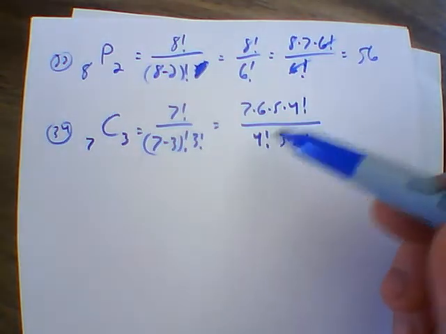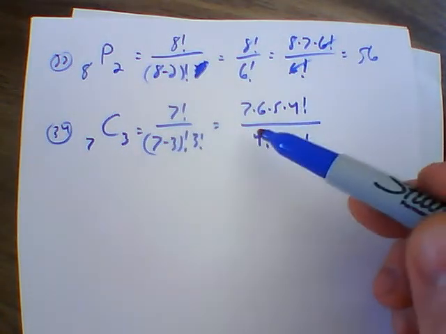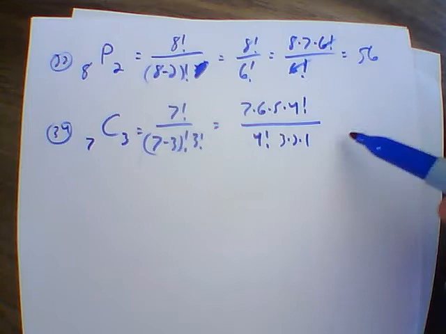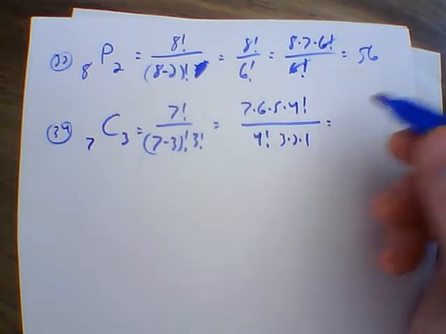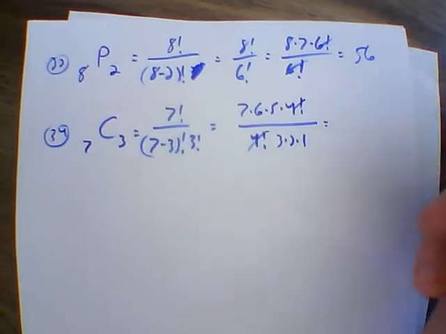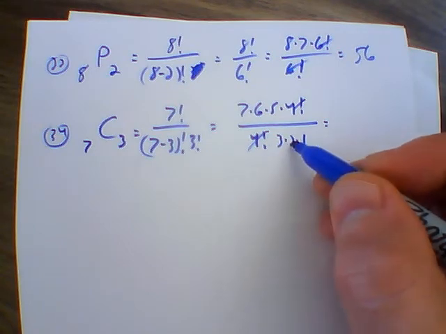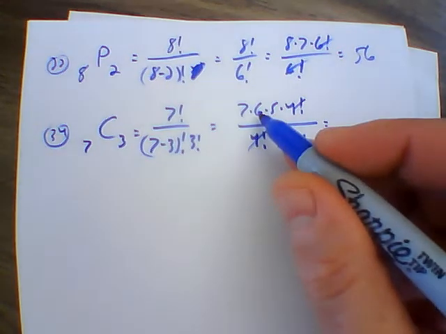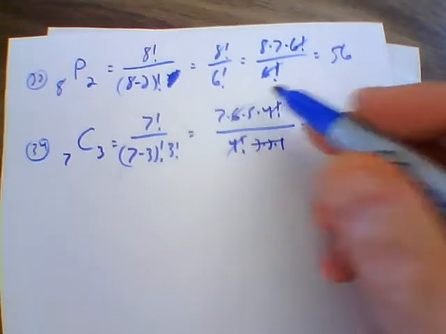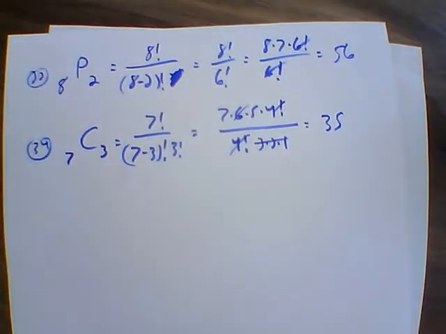What I did was I used my larger factorial to eliminate out, so I didn't have to continually write out so many multiplications in here. So that would cancel off. We would see that 3 times 2 times 1 is 6, so this would cancel with this 6. So we see that we have 35.